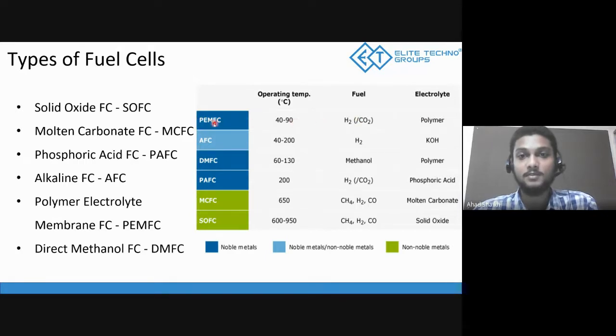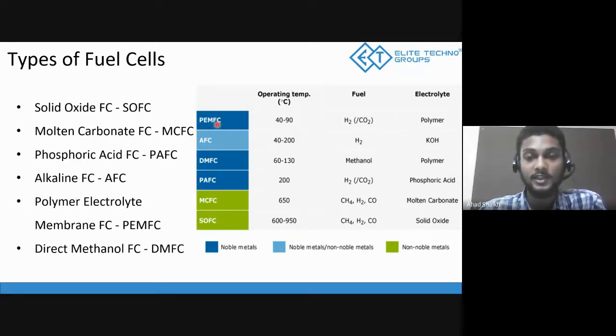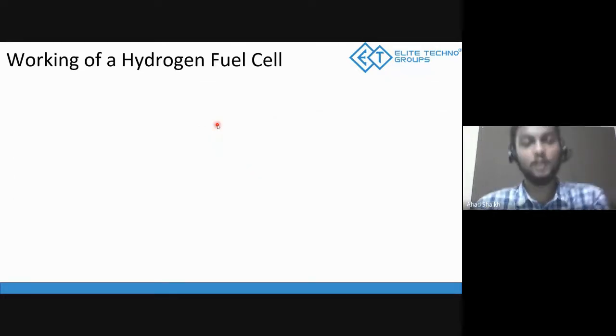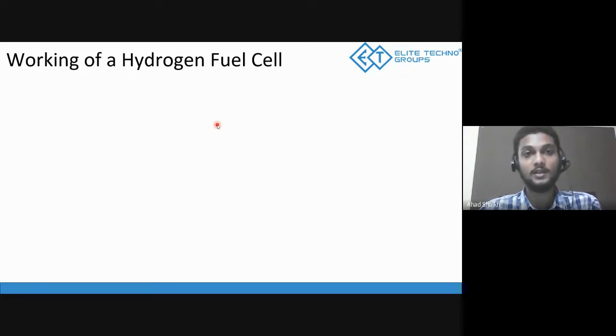So this is exactly the fuel cell which the companies who manufacture fuel cell electric vehicles have used in those vehicles, as well as what other companies are researching on. They are also taking this chemistry forward for electric vehicle application. So now we'll see how exactly this polymer electrolyte membrane, or the hydrogen fuel cell, as we also call it, works.